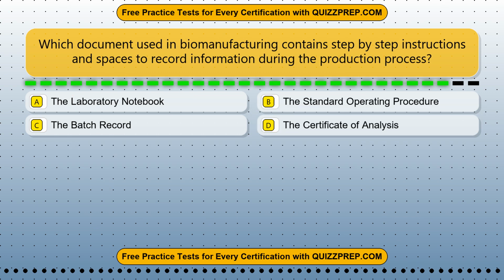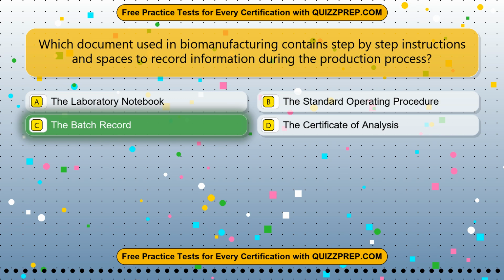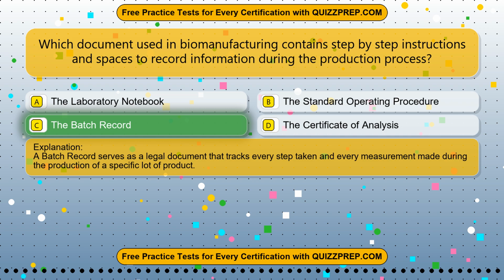Question 26. Which document used in biomanufacturing contains step-by-step instructions and spaces to record information during the production process? Option A, the laboratory notebook. Option B, the standard operating procedure. Option C, the batch record. Option D, the certificate of analysis. The correct answer is option C, the batch record. A batch record serves as a legal document that tracks every step taken and every measurement made during the production of a specific lot of product.